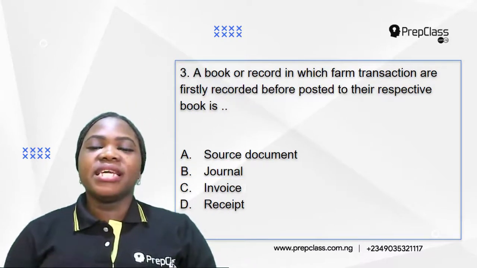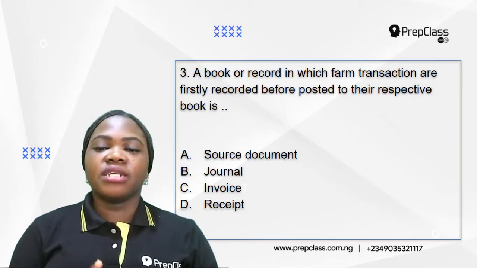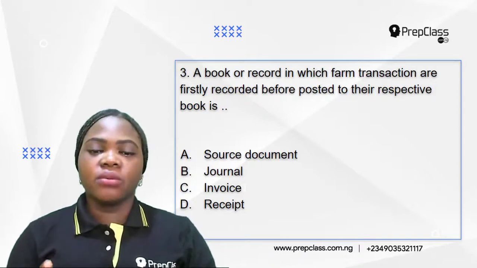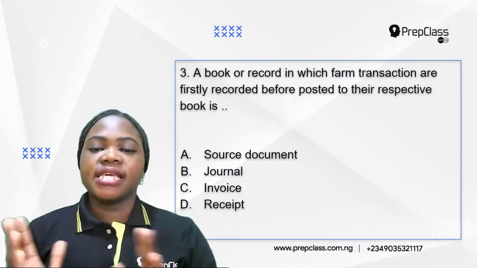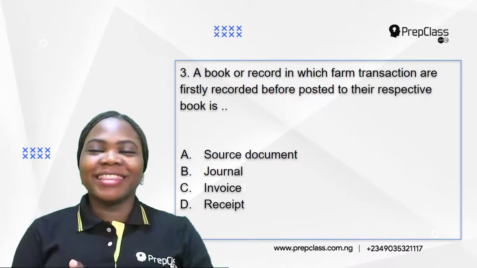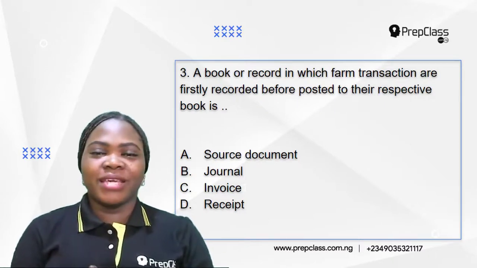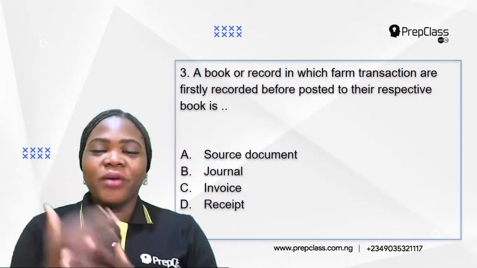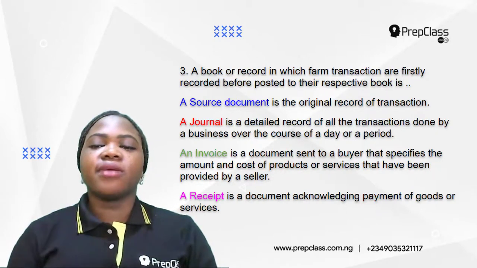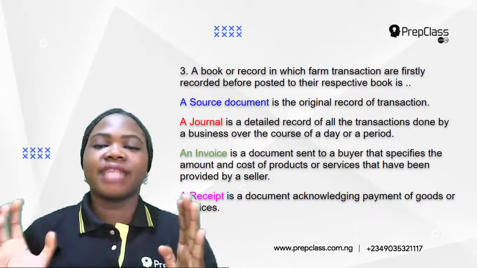All right, number 3, a book or record in which farm transactions are first recorded before posted to their respective book is A, source document, B, journal, C, invoice, D, receipt. Do you know the answer? You should be able to answer this yourself. You can take a minute, just see if you'll be able to get the answer. All right, but first of all, we need to learn the meaning of each of this. Now, a source document, from the word source, it is the original record of transaction.